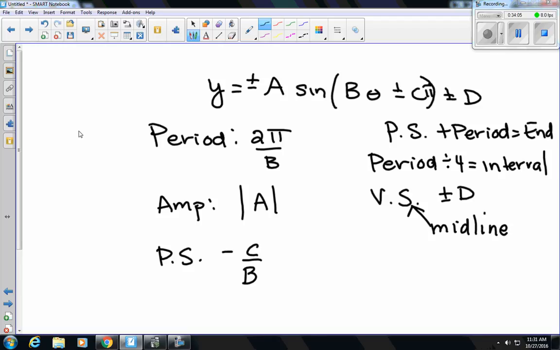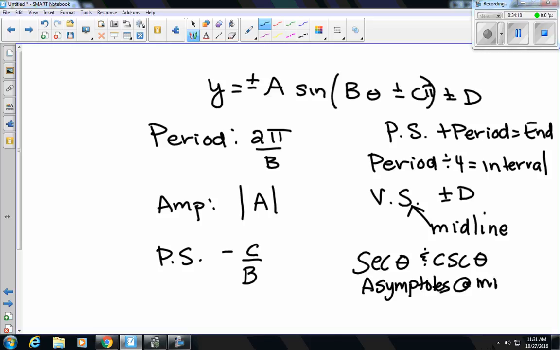Okay, so how about if we add in secant of theta and cosecant of theta, where do we put the asymptotes? Asymptotes at midline. And secant and cosecant never have an amplitude. That is correct. No amplitude.